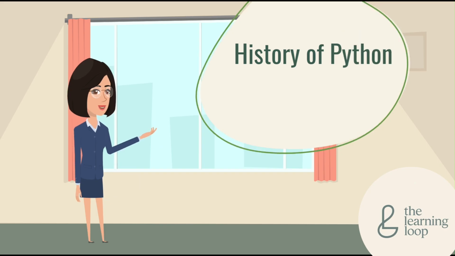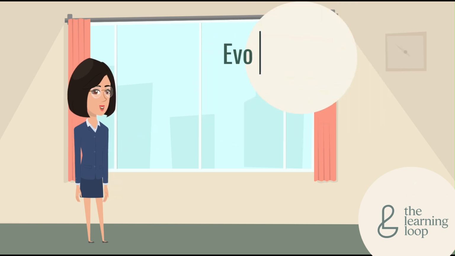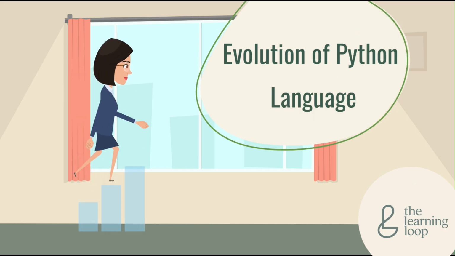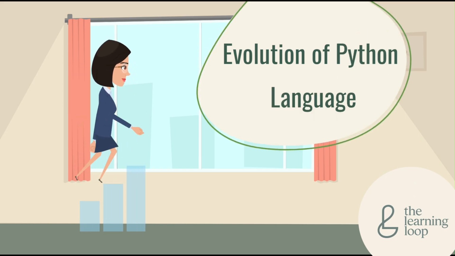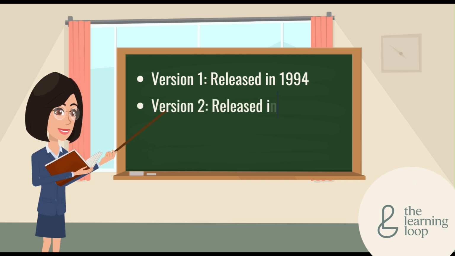All right, let's go over the brief history of releases of Python and understand how Python has evolved over the years. As I've already shared, in 1991, the very first version of Python was released, that's 0.9.0. I'd also like to share that in the year 1994, Python version 1 was released, and in the year 2000, Python version 2 was released.